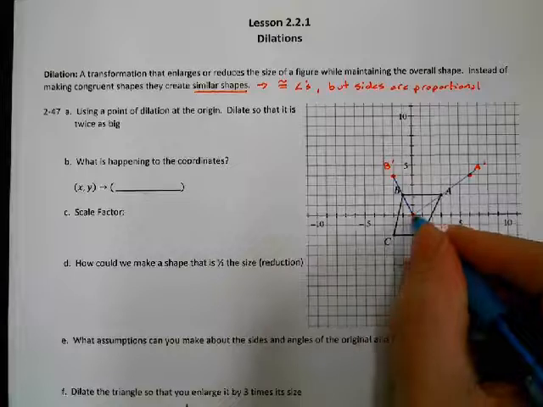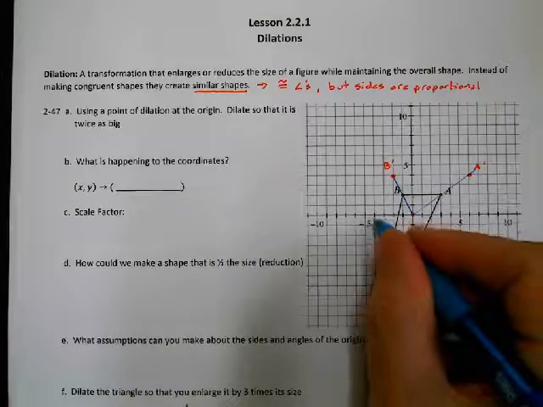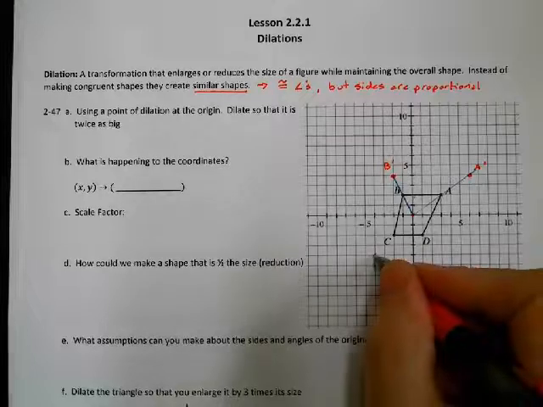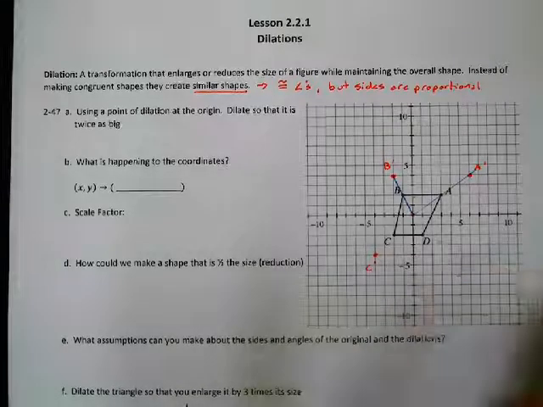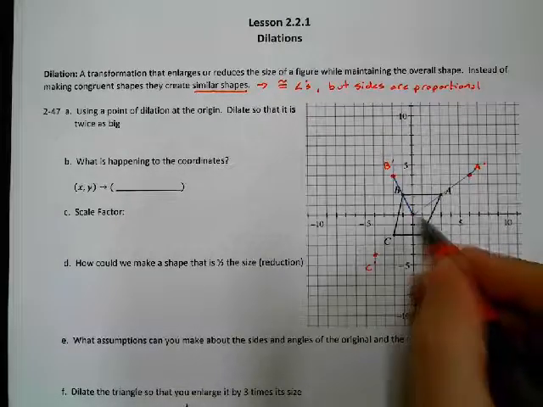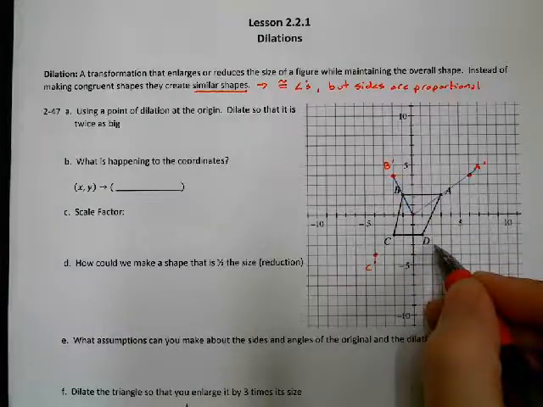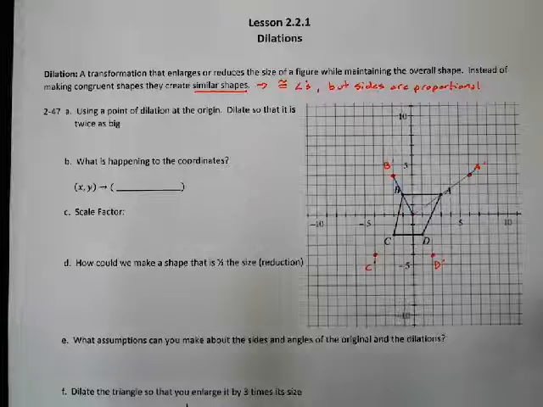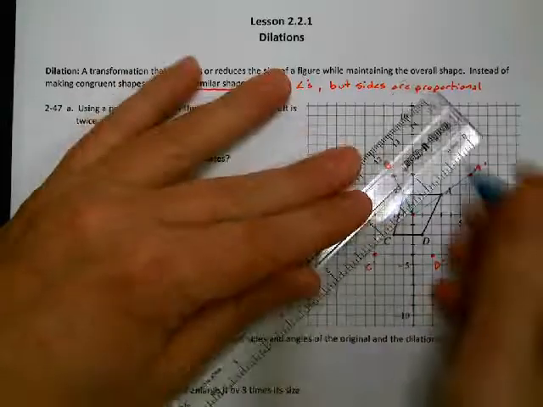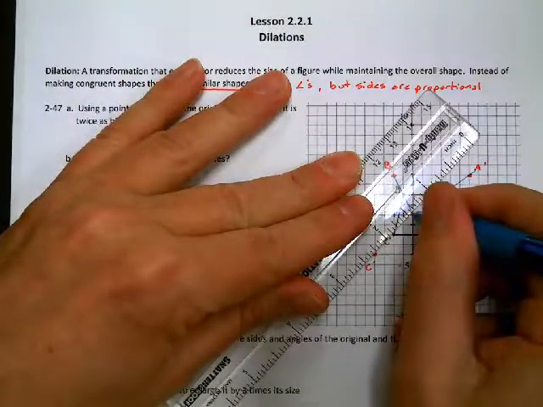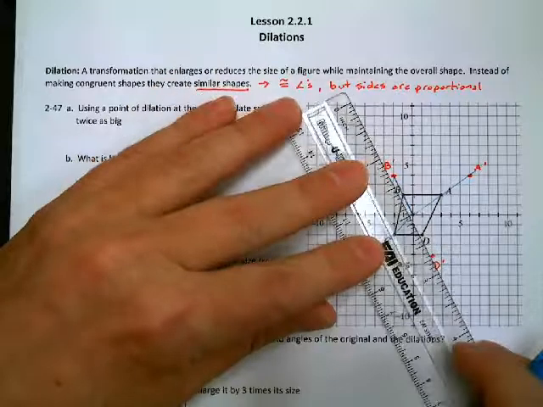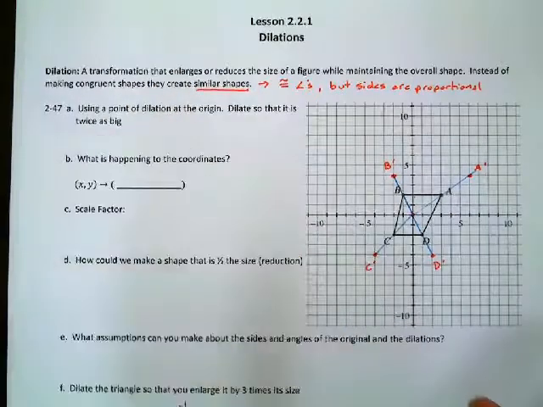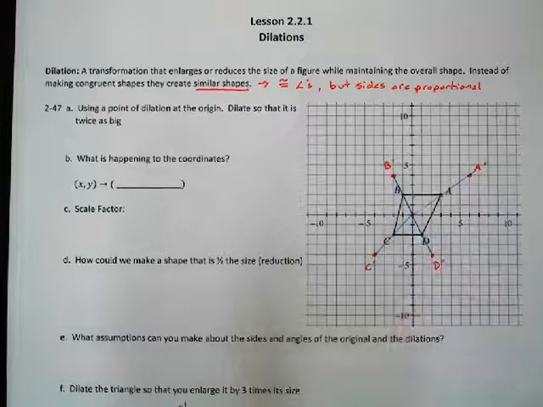So for C, I'm going to go 1, 2, 3, 4, 1, 2, 3, 4, and this is where C prime would show up. D prime, I'm going to go 2, 4, and there's D prime. And we notice that anytime I do this, all the points line up with the point of dilation. So I'm dilating from the origin, and all those points have lined up.